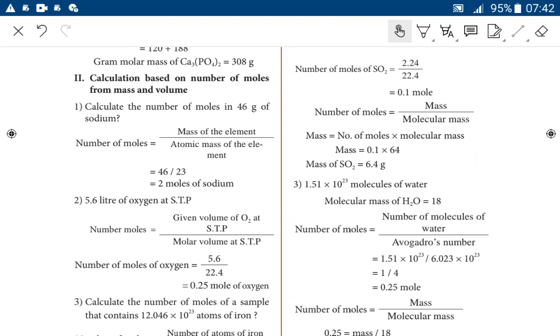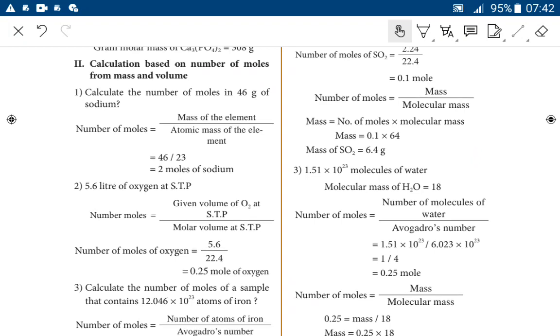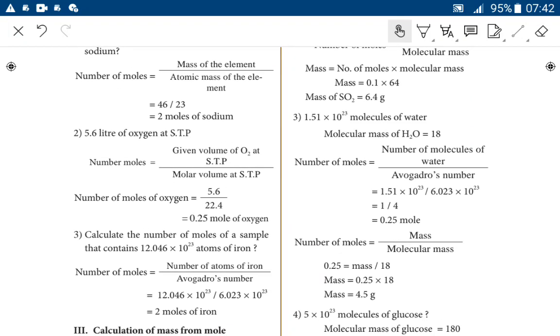And now to calculate the number of moles of a sample that contains 12.046 × 10^23 atoms. So this is another type of sum. When the number of atoms is given, what kind of formula can be used? Number of moles equals number of atoms by Avogadro number.